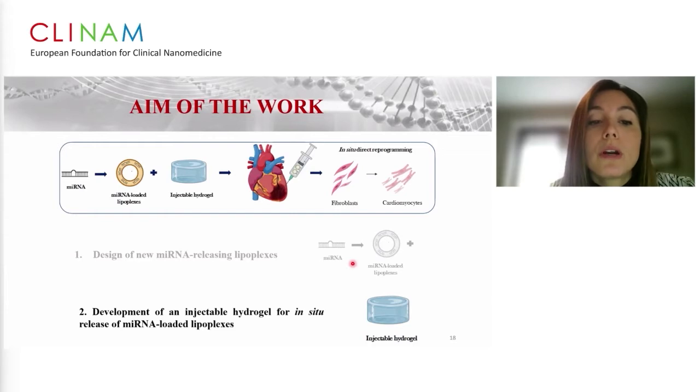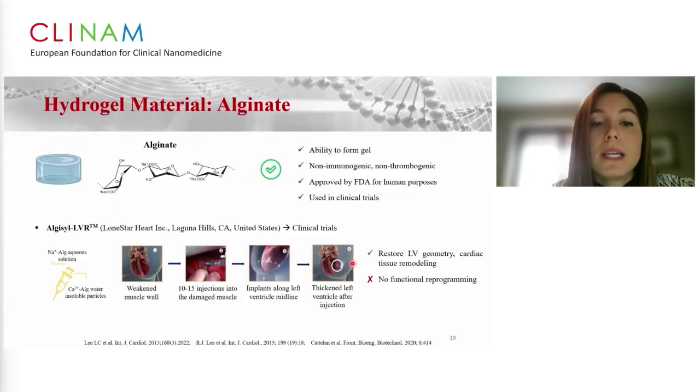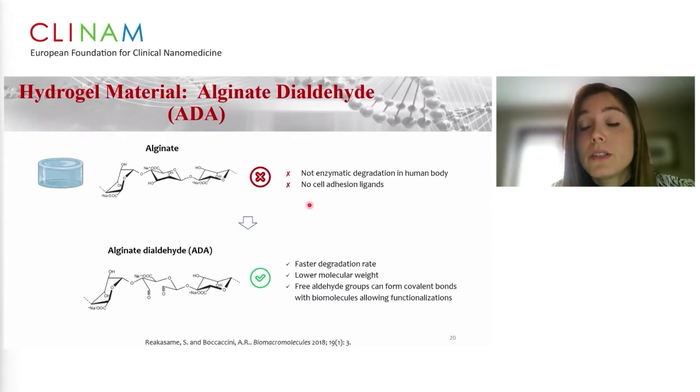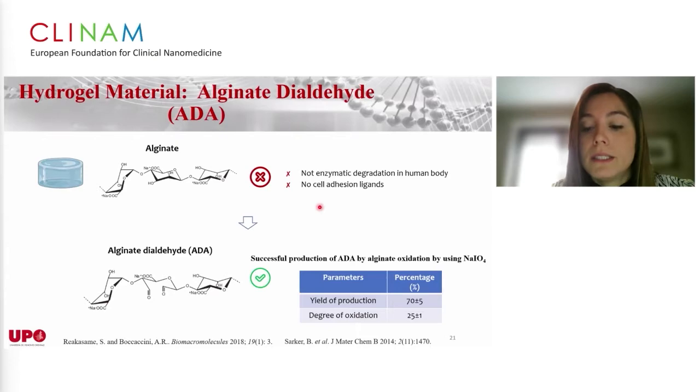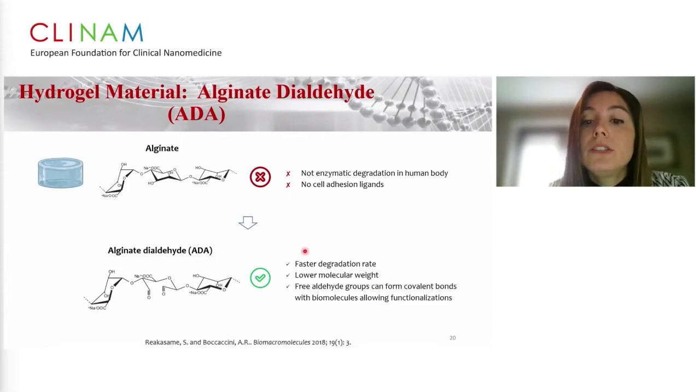The second aim of the work was the development of an injectable hydrogel for in situ release of microRNA-loaded lipoplexes. Alginate-based injectable hydrogels such as Algisyl-LVR are investigated in clinical trials to favor cardiac tissue remodeling after myocardial infarction. However, alginate has some limitations, such as enzymatic degradation in the human body and poor cell adhesion. To overcome these limitations, we oxidized alginate, obtaining alginate dialdehyde hydrogel, which has different advantages, such as a faster degradation rate, low molecular weight, and free aldehyde groups that can form covalent bonds with biomolecules.